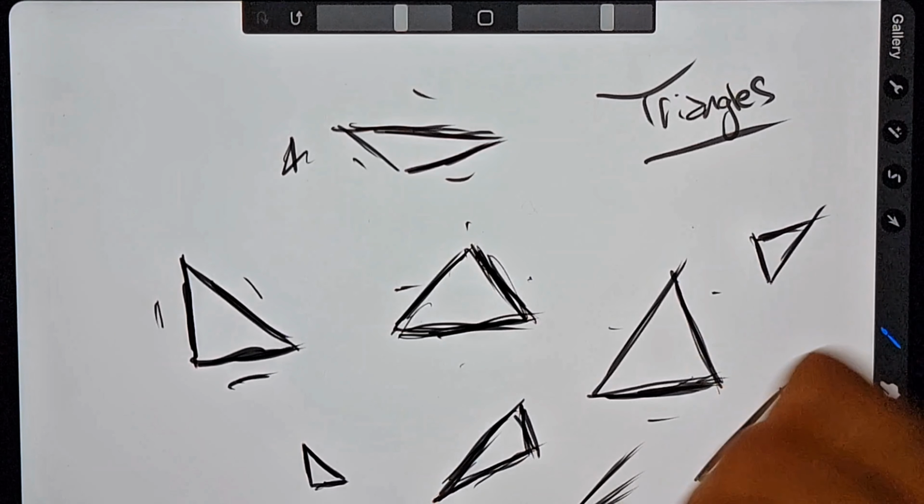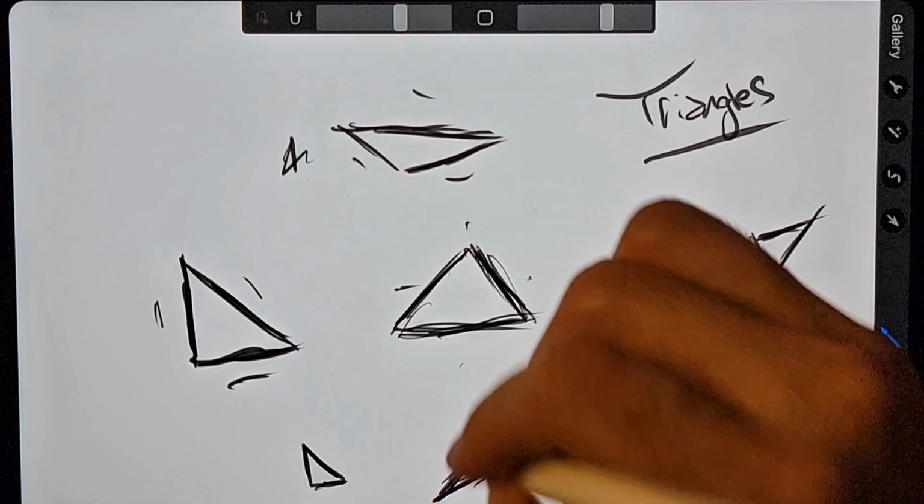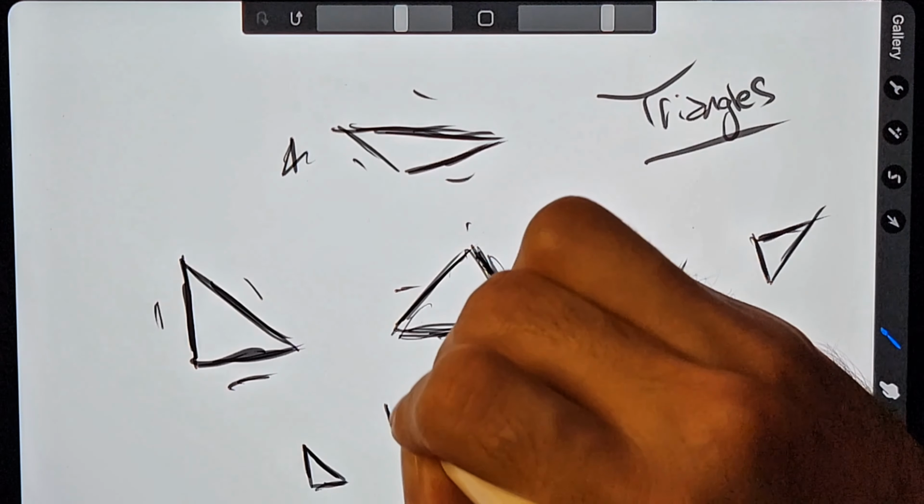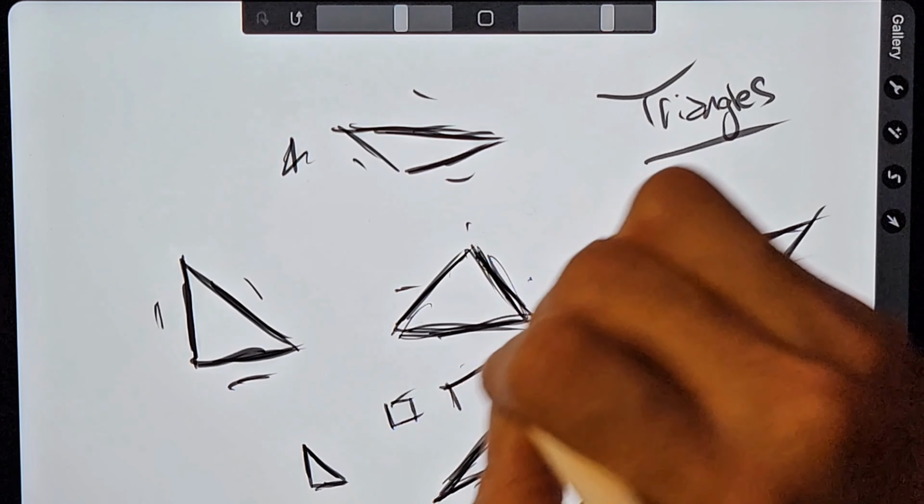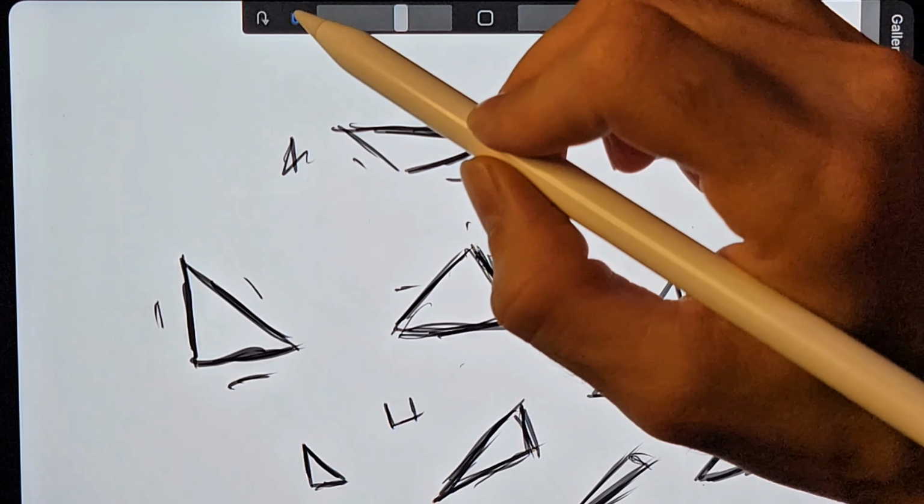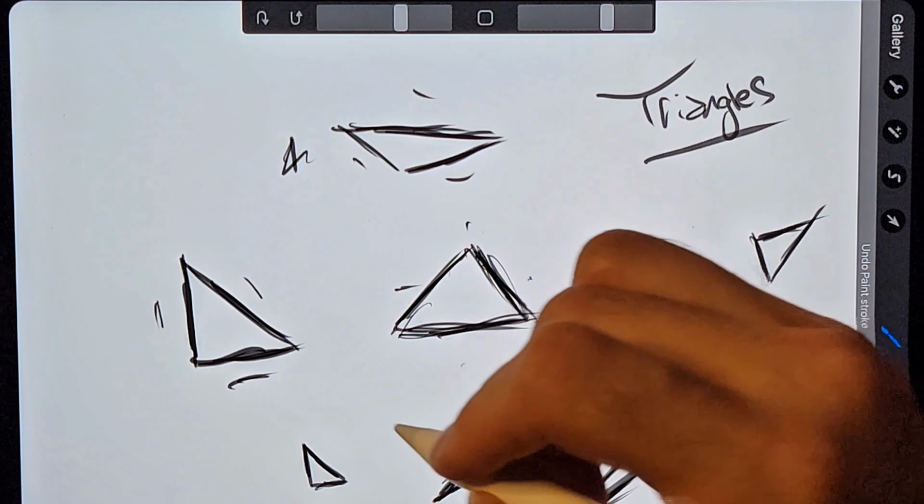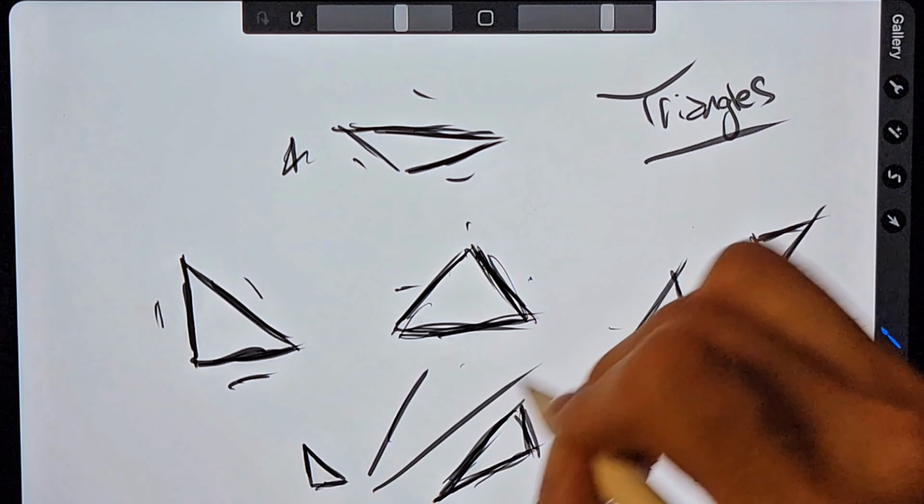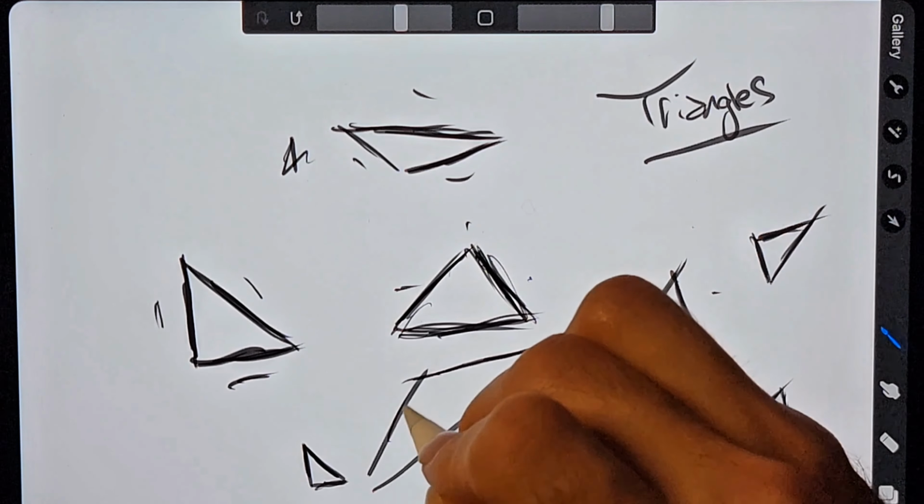There are so many different ways to draw a triangle, whereas there's really only one way to draw a square and one way to draw a rectangle. You can just draw them bigger and smaller. But for triangles, there are so many different ways you can draw them.